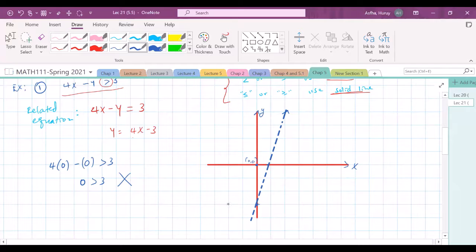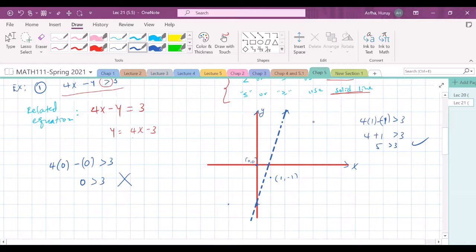Every point you pick, even one somewhere here, will not satisfy the inequality. And if you pick one point from this side, it will satisfy this inequality. For example, if we pick (1, -1), then what do we get? This has to be minus negative 1. So we have 4 plus 1 greater than 3, and 5 greater than 3, which is true. So any point on this side will satisfy this inequality.